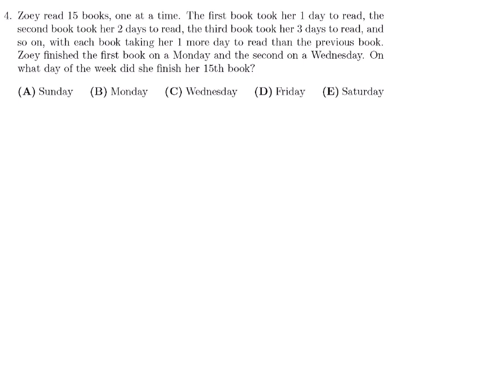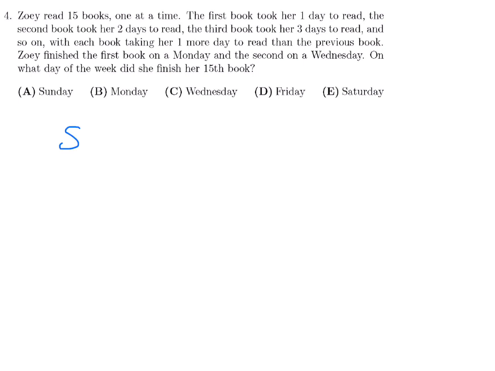Zoe read 15 books one at a time. The first book took her 1 day to read, the second book took 2 days to read, third book took her 3 days, and so on, with each book taking 1 more day to read than the previous book. Zoe finished the first book on a Monday and the second book on a Wednesday. On what day of the week did she finish her 15th book?